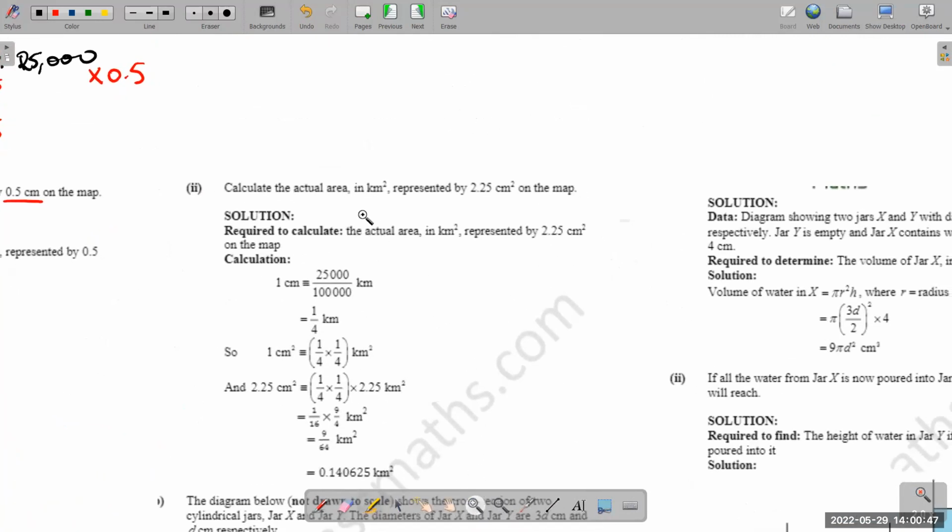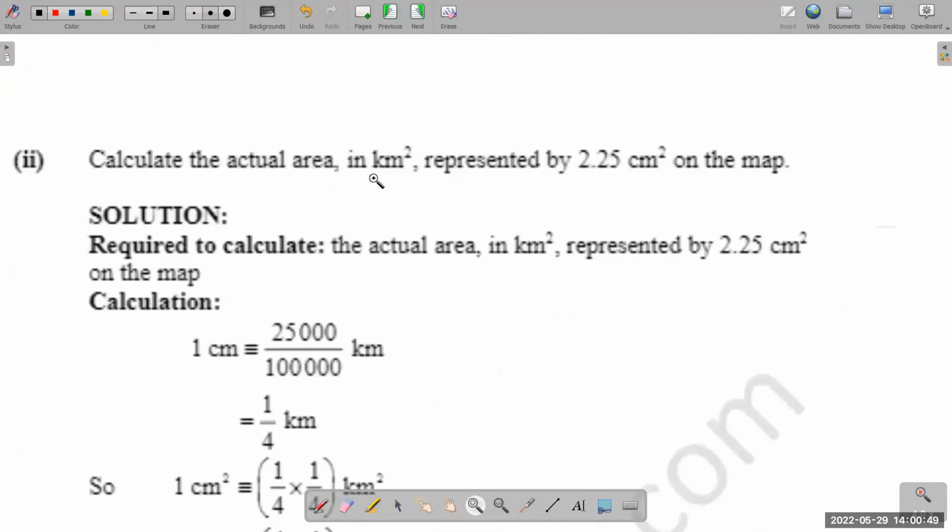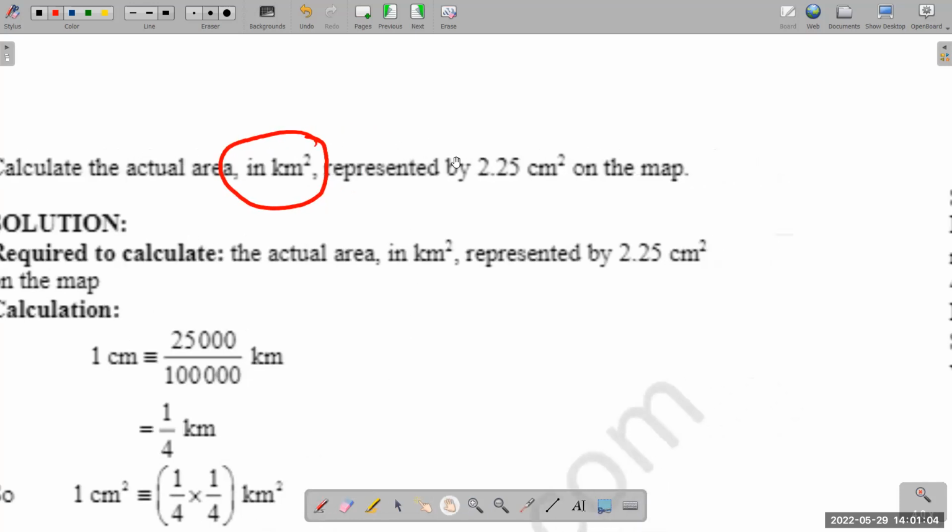Oh, we got one more. Calculate the actual area in kilometers square. So I would underline this and circle it because this needs to remind me that I have to make sure my answer is in kilometers square. Look at what they do. You see the thing I tell you? You realize they're going to give us something in centimeters, but then ask for something else. I told you at the beginning, that's really all you're doing in measurement, moving from one unit to the next unit.